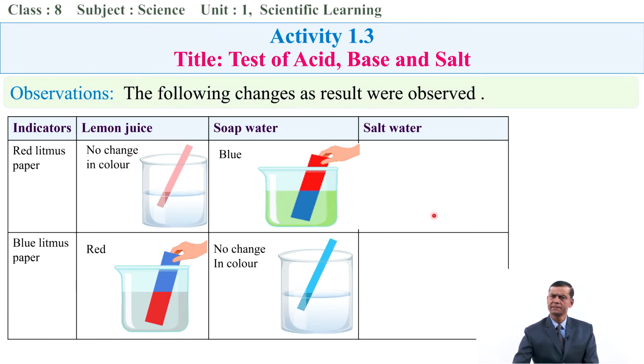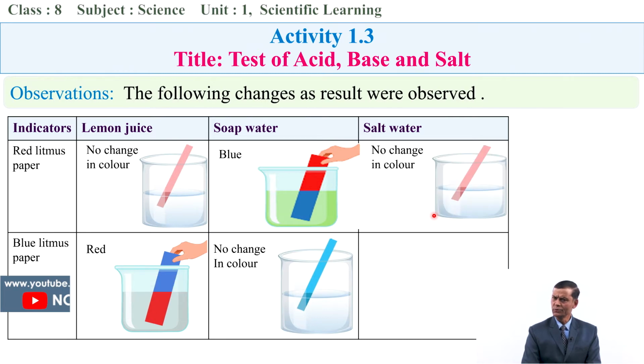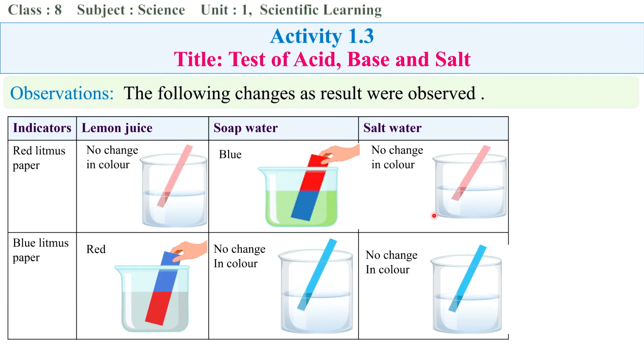Similarly, we have performed the litmus test in salt water. The red litmus paper shows no change in color. The blue litmus paper also shows no change in color. That means blue litmus paper remains blue and red remains red. Yes, this is the observation.